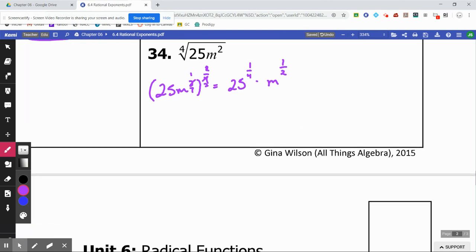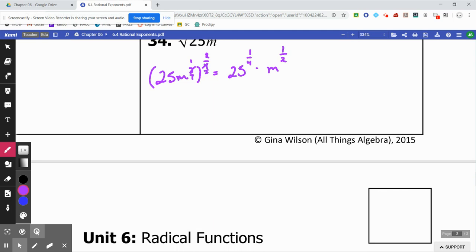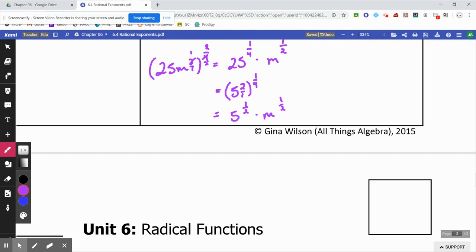25 to the 1/4, it's going to be hard to simplify it, but here's your neat little trick. Since 25 is 5 to the 2nd power, look what you can actually do with that. 5 squared to the 1/4, and when you multiply those, you get 2/4 or a half. So you can actually clean it up a little bit by doing that. And then m to the 1/2. So you have now the square root of 5, if you write it back, and the square root of m, which we can write as the square root of 5m.